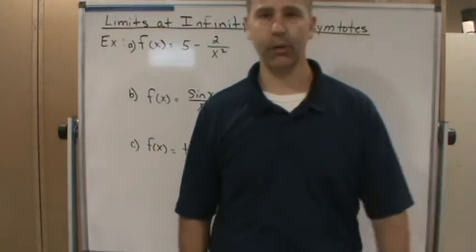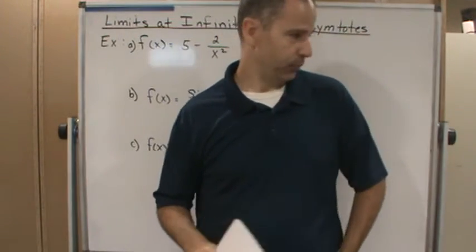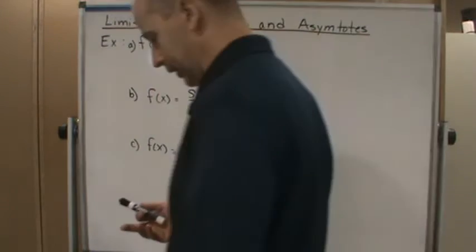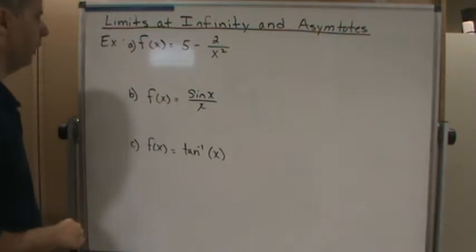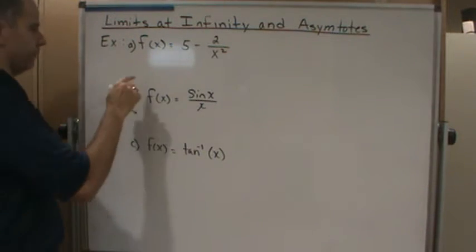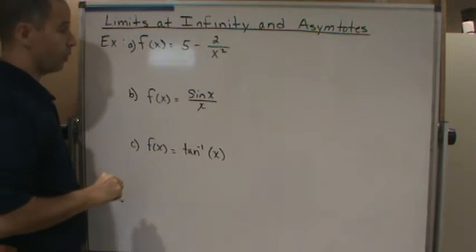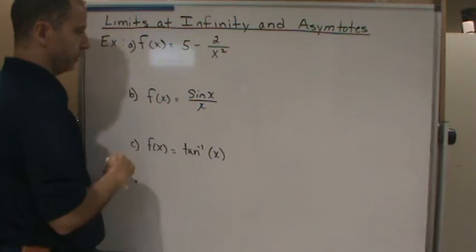Okay, so welcome back, and now we're going to do an example with 3 parts. In these examples, we're going to look at the limits at infinity. With the first one, we have f of x equal to 5 minus 2 over x squared. So this is a reciprocal squared function.